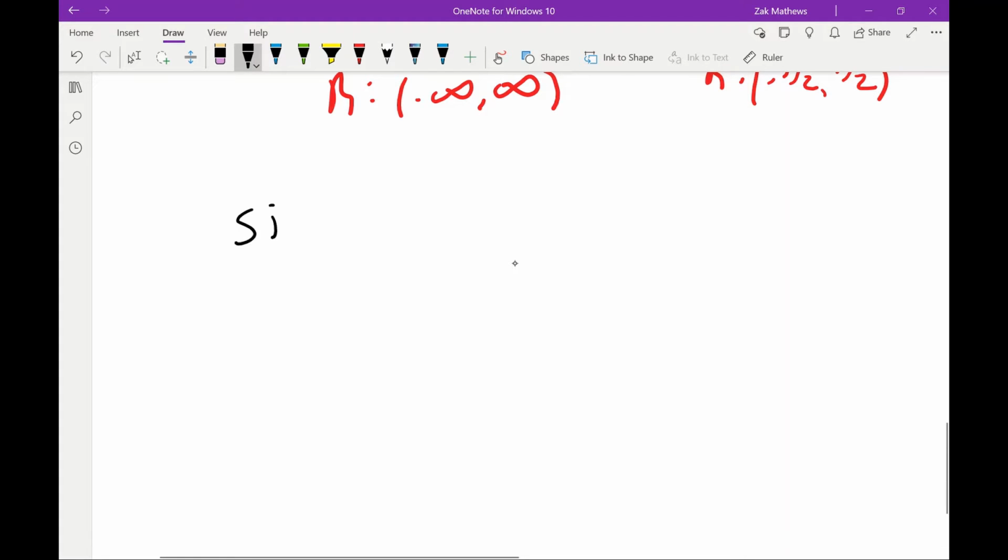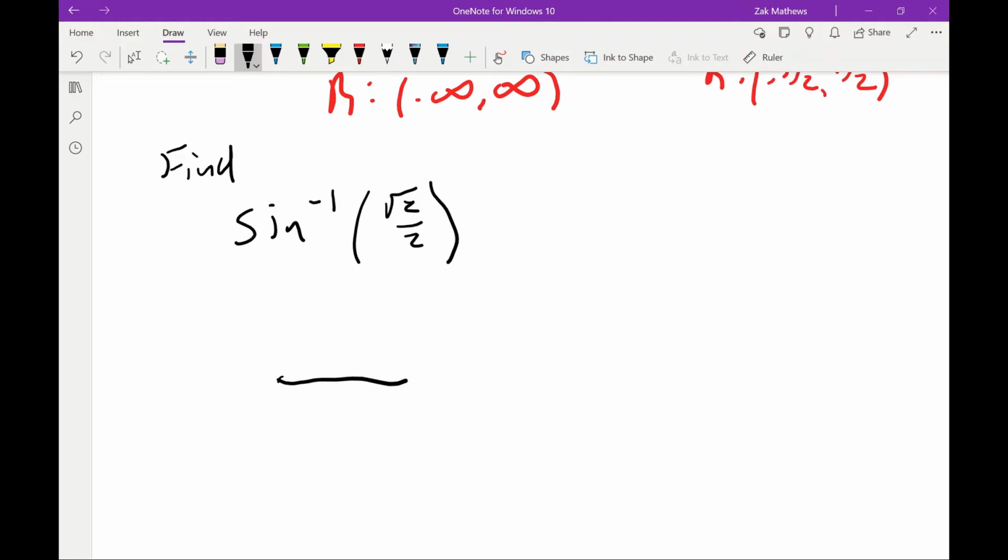Let's say I ask the question, find the inverse sine of, say, root 2 over 2. So based on my knowledge of trig functions, I know a trig function takes an angle to a ratio of sides. So what an inverse must be doing is taking a ratio of sides back to an angle. So I'm thinking to myself, when do I have a ratio of root 2 over 2? Right away my mind should jump to the special triangles or the unit circle.